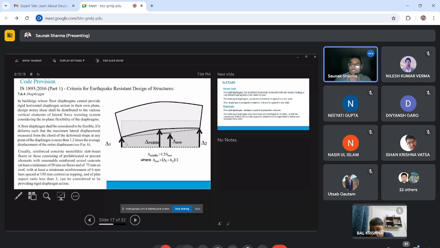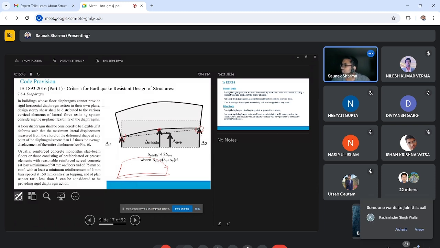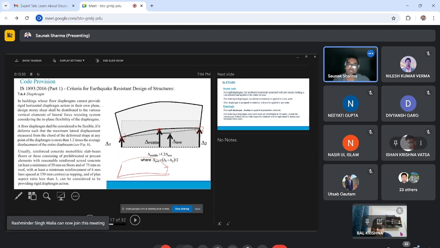Here you can see this is point 1, this is point 2. When we apply lateral force, the building deflects in such a manner. Sometimes this point may be straight, but due to some eccentricity, this point and this point are different. So the average of these 2 points should be greater than 1.2 times the average of this. Then we can apply a semi-rigid diaphragm. Otherwise, a rigid diaphragm can be used.